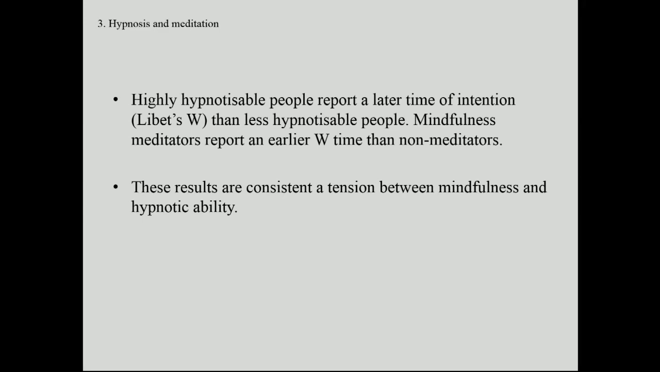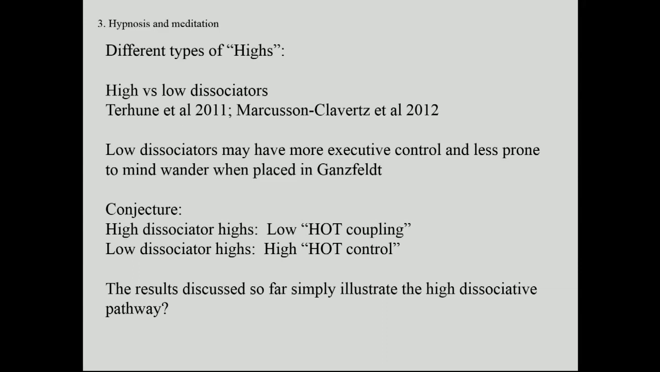But before we leave this point, I just want to talk about some interesting research conducted in a series of papers by Devon Tahoon. It's part of a larger, older idea that there's more than one way of being a highly hypnotizable person. In other words, a highly hypnotizable person isn't just one sort of person. So the way he broke them up was by giving people a dissociative experiences questionnaire and then categorizing people into low dissociators and high dissociators.